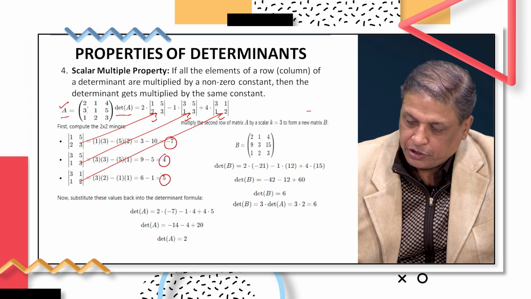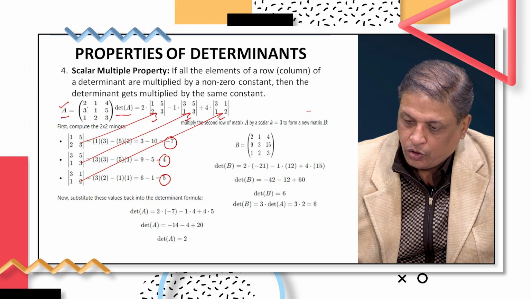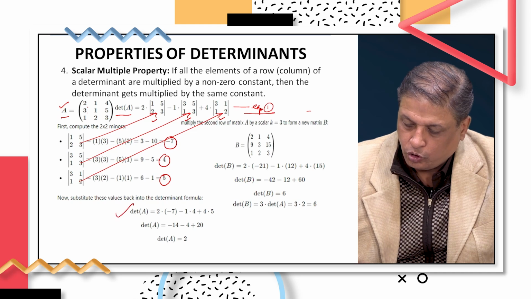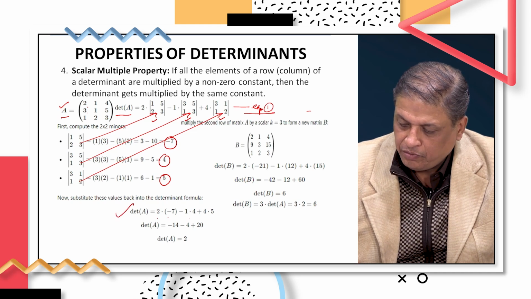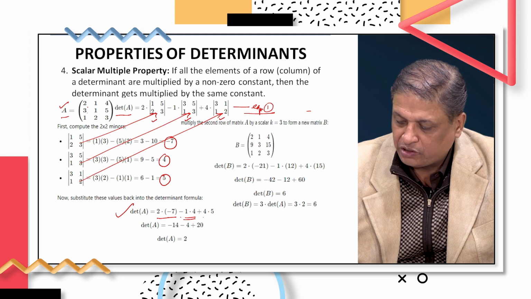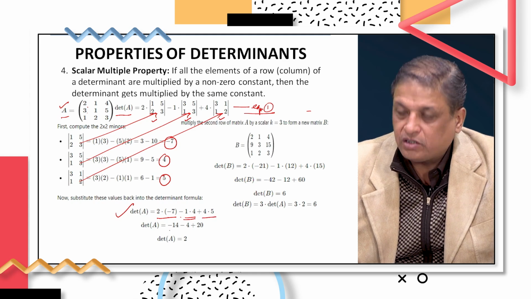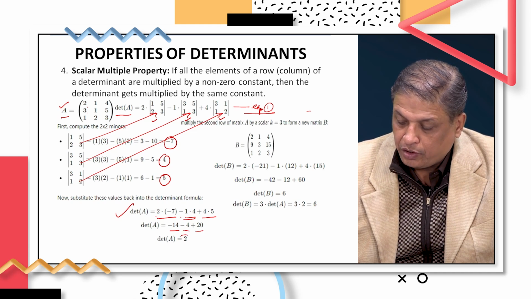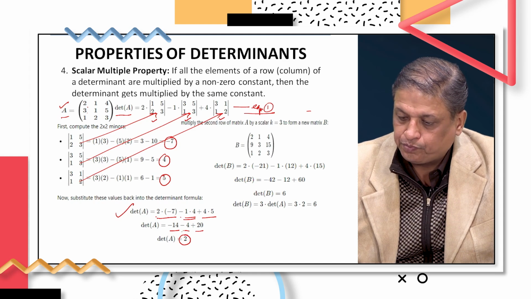Now, substituting these values in equation number 1, the result turns out to be 2 into minus 7 minus 1 into 4 plus 4 into 5. That turns out to be minus 14, minus 4, plus 20, and in total the result turns out to be 2.